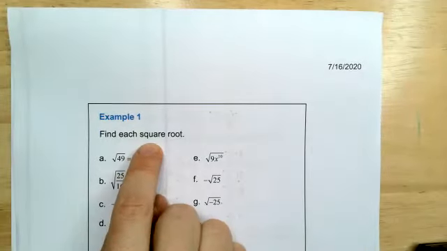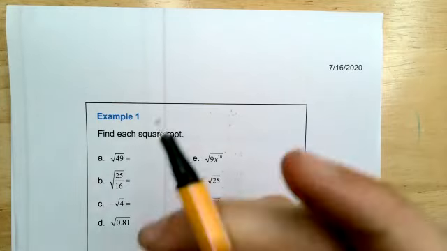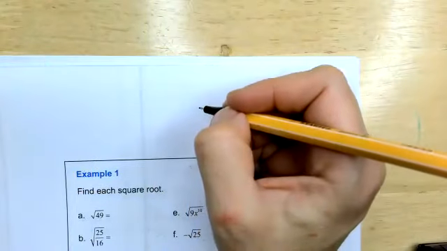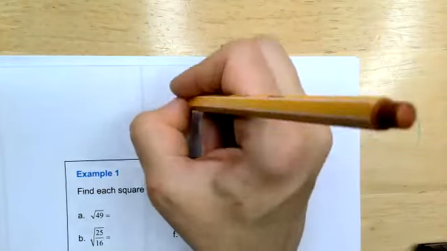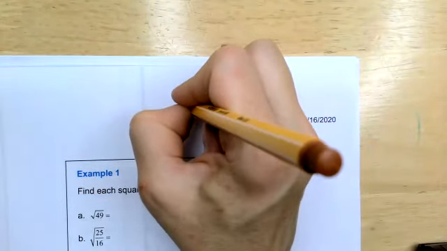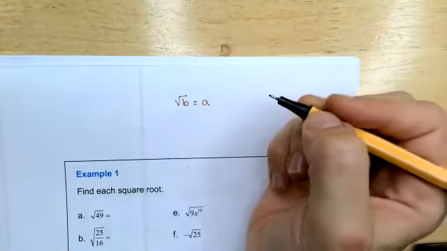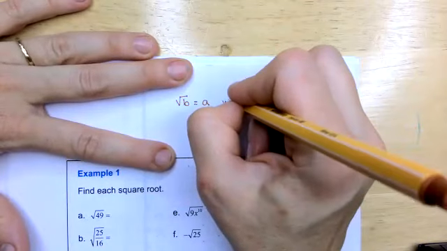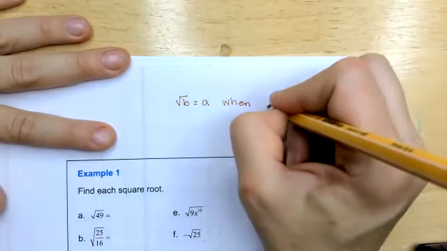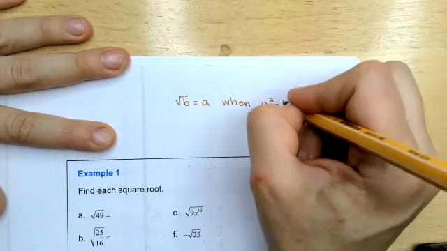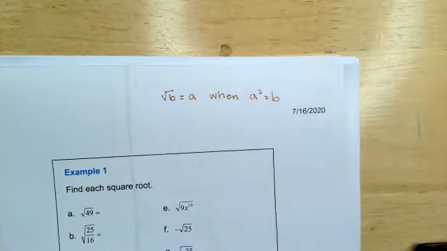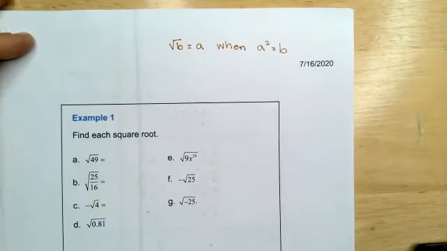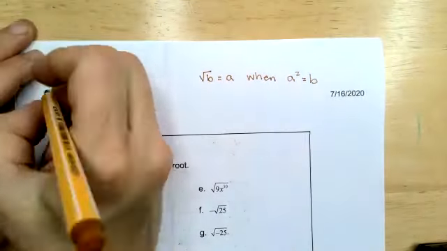So a square root means, let's see, what was our little rule we just saw? The square root of b is a because a squared equals b. So that's our rule, okay? So if you know some perfect squares, that will help you find square roots, right?